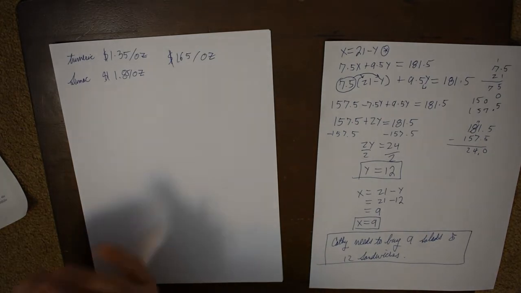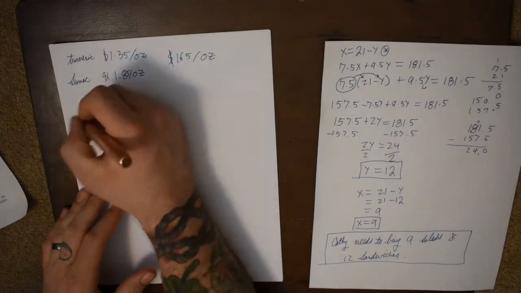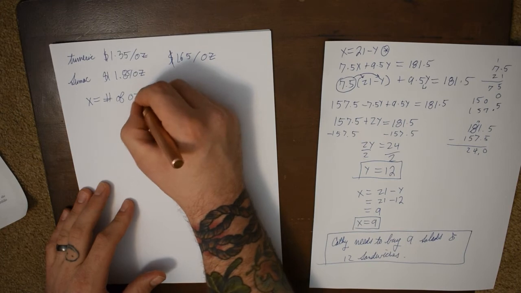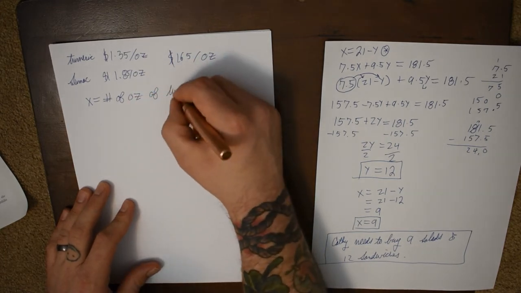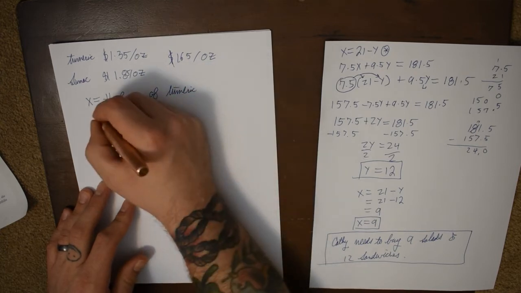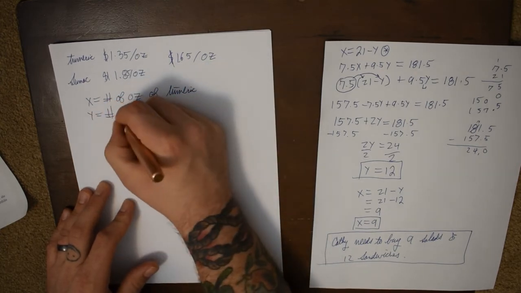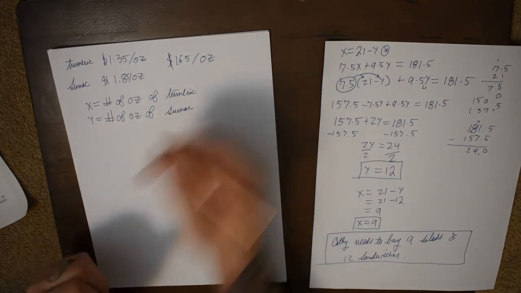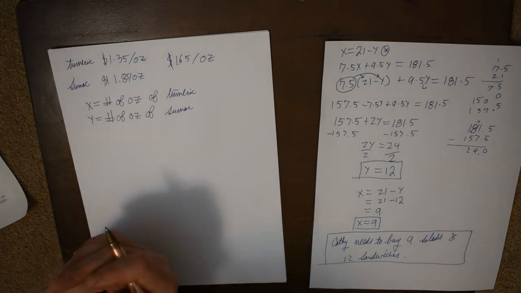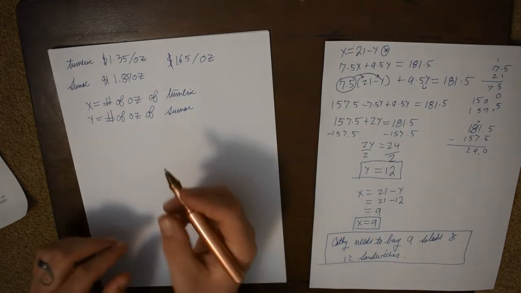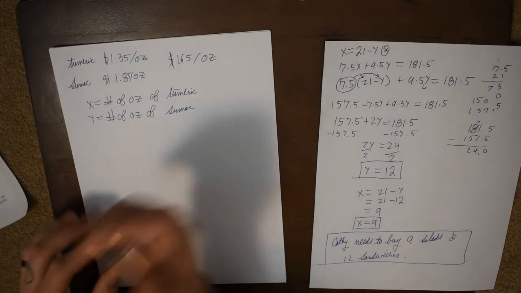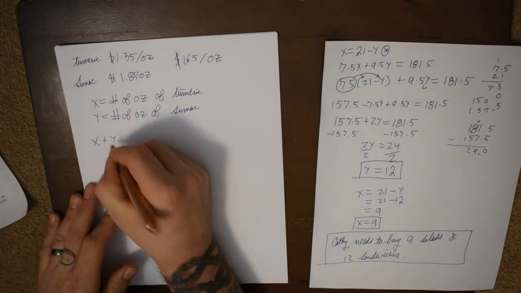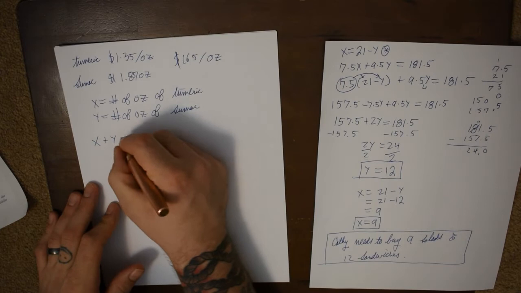So we need some variables here. Let's let x be equal to the number of ounces of turmeric, and let's let y be equal to the number of ounces of sumac. And so what do we know? We know that Ethan wants to take turmeric and sumac, and he wants to make a 20-ounce blend. So that means the number of ounces of turmeric plus the number of ounces of sumac need to equal 20.